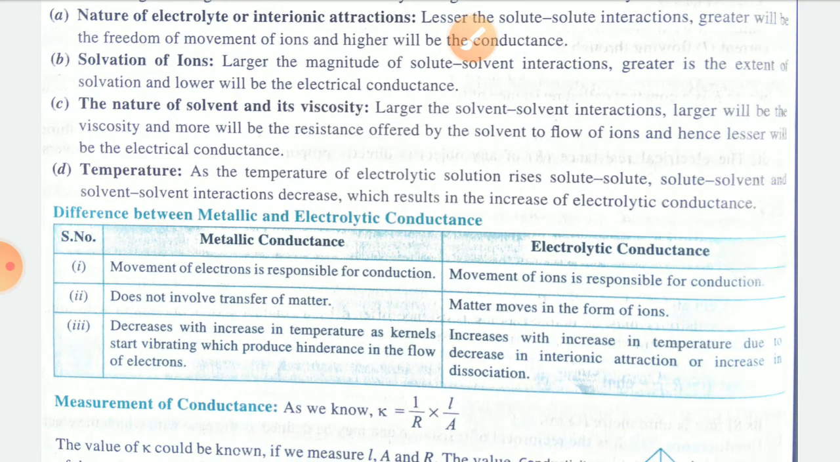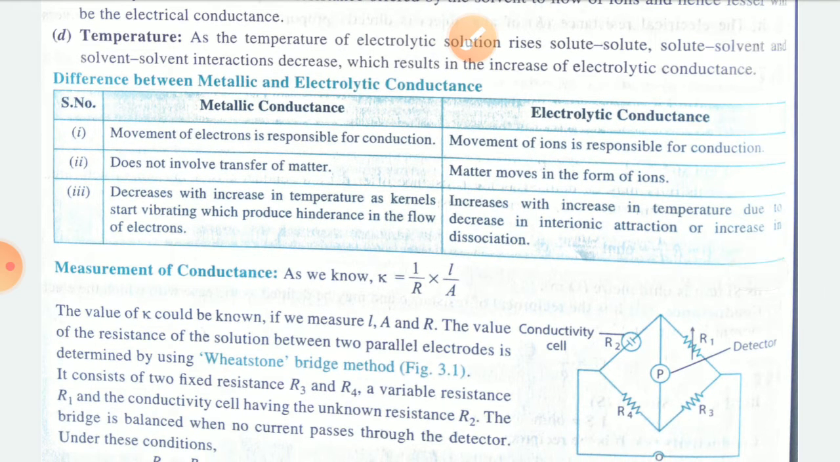Third, the nature of solvent and its viscosity. The larger the solvent-solvent interaction, the larger will be the viscosity and more will be the resistance offered by the solvent to the flow of ions, and hence lesser will be the electrical conductance. Next factor is temperature. As the temperature of the electrolyte solution rises, solute-solvent and solvent-solvent interaction decreases, which results in the increase of electrolytic conductance.